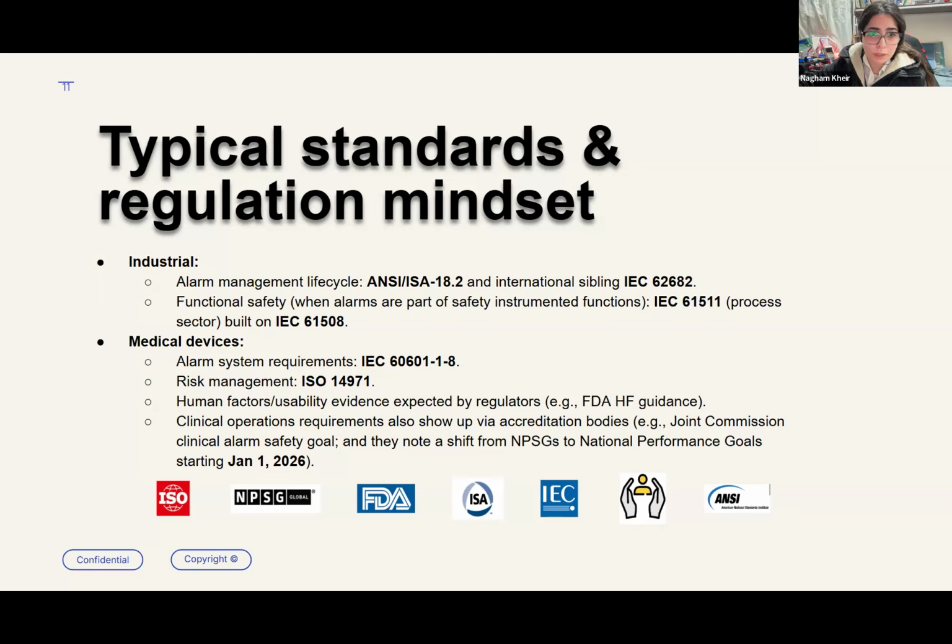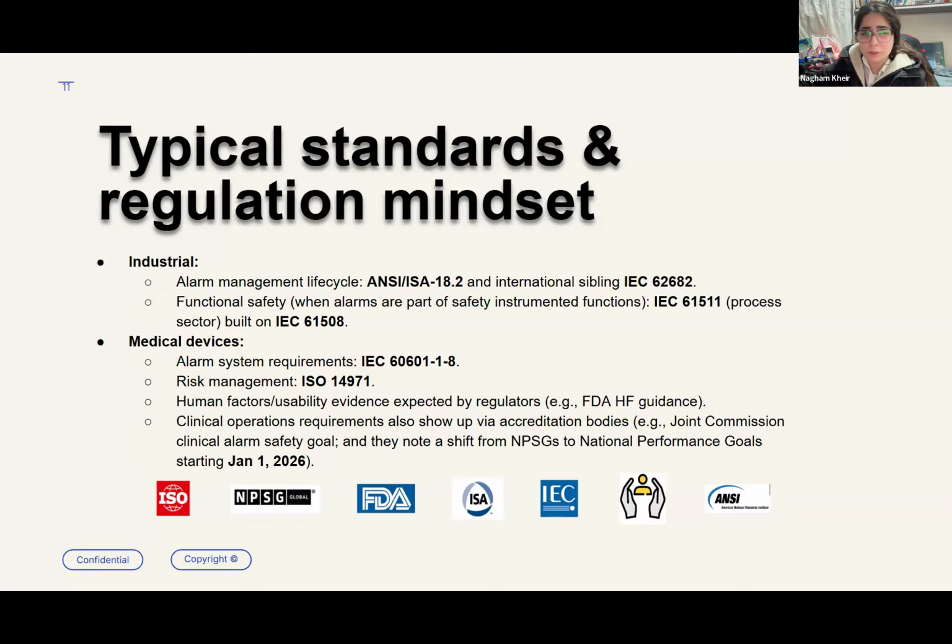There's also a clinical operations layer driven by accreditation bodies, most notably the Joint Commission. The Joint Commission has a clinical alarm safety goal, NPSG.06.01.01, that expects hospitals to prioritize alarm safety, identify key alarm signals, and define policies for alarm settings, disabling, authority, and response. Starting January 1st, 2026, the Joint Commission is introducing National Performance Goals, or NPGs, which will replace the former NPSG chapter for hospitals and critical access hospitals.